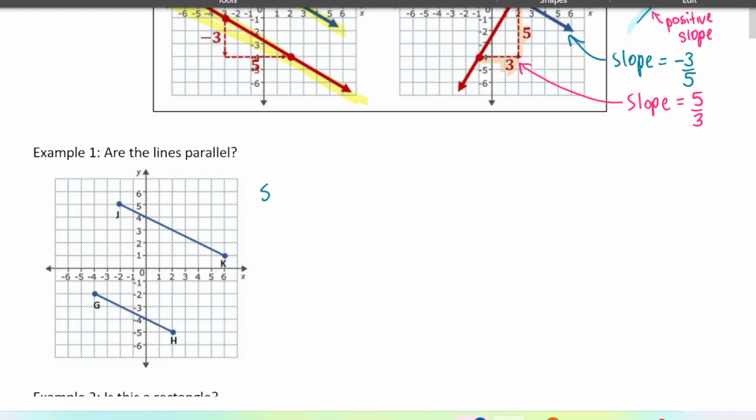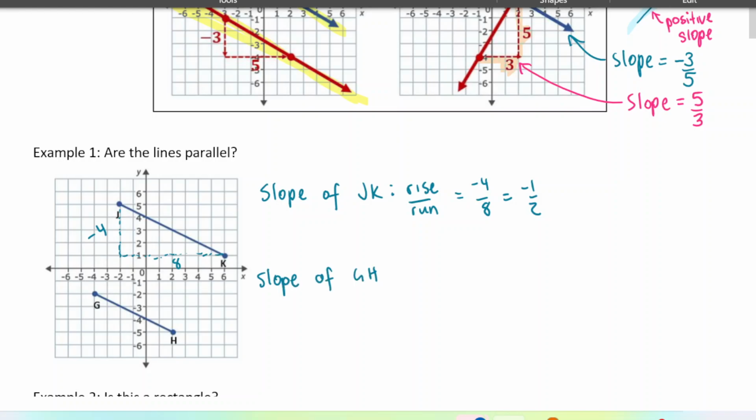So let's do that. The lines are labeled, so let's use the same labeling, J, K. So let's count. 1, 2, 3, 4. And 1, 2, 3, 4, 5, 6, 7, 8. So the rise over run would be -4 over 8. We can reduce it to -1/2. Let's do the slope of GH. So if I get -1/2 as well, I know they are parallel.